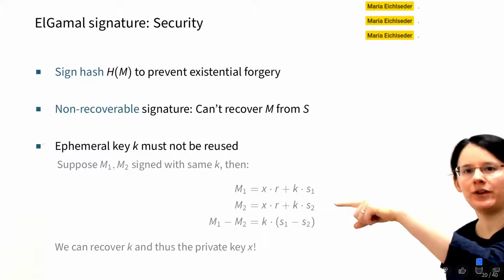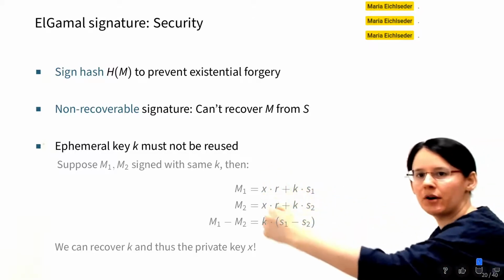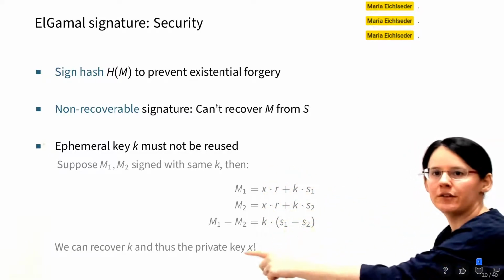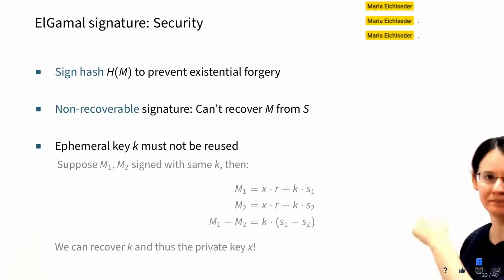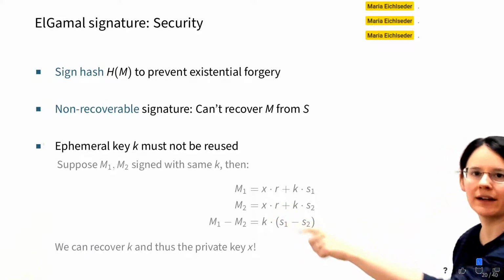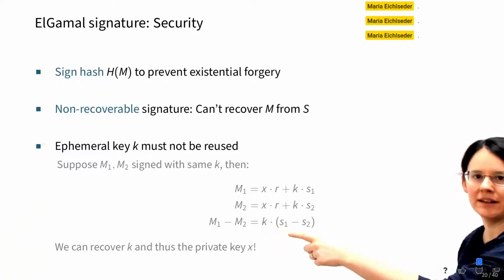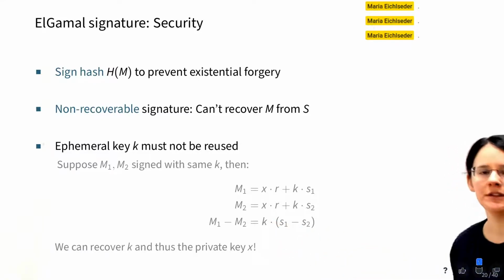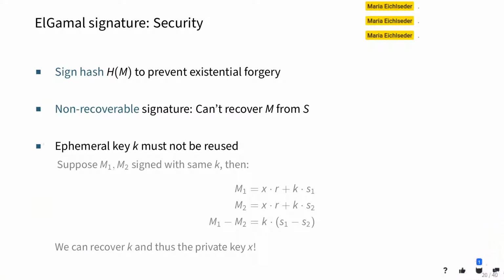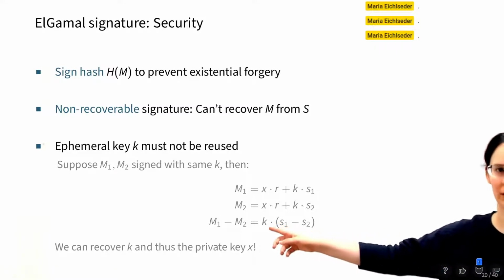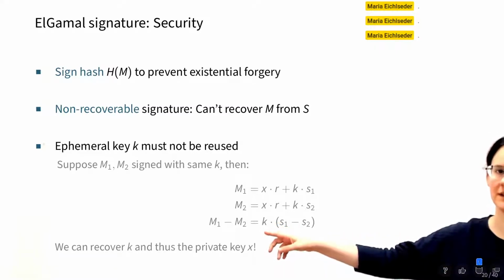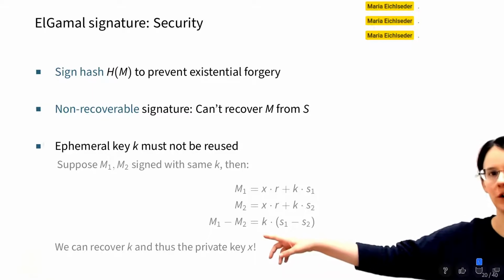We can subtract them from each other, and this part here will cancel out. So if I subtract m1 and m2, then the x times r will cancel out, and what I'm left with is the temporary private key times the difference of the two signatures, which means we can recover k from this formula, the temporary private key. Now that itself is not worth a lot.